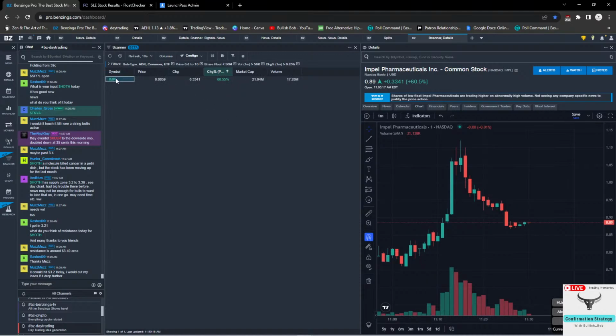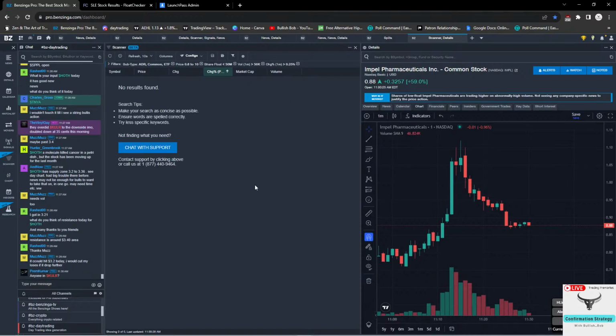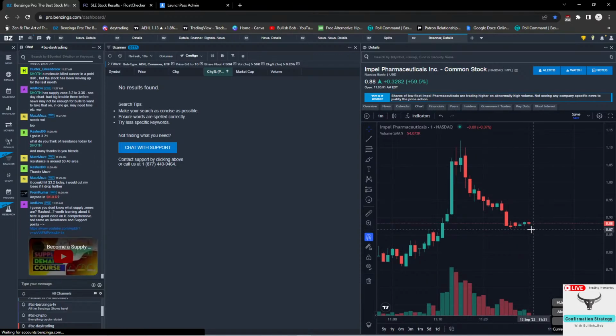volume in the market. If I click on this, it's going to populate on the right-hand side. That's what's great about Benzinga. You've got the chat on the left-hand side here. You've got callouts being made. You've got different things. You can open up signals, but you can see no results have been found. So if we see anything that has that volume, we're good to go.